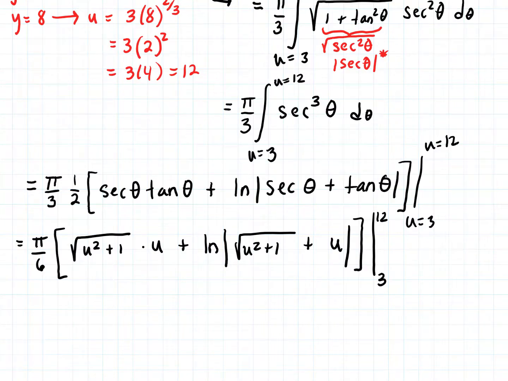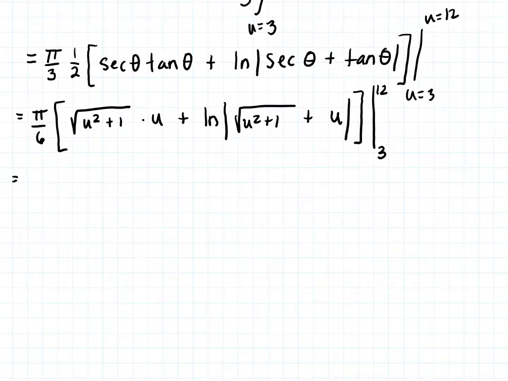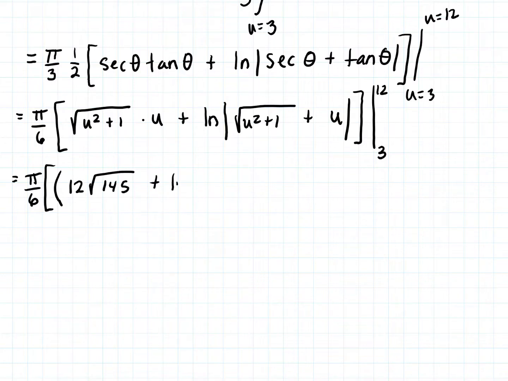Okay. All right, now we just have to plug those in. So this is pi over 6, and then when I plug in 12, I'm going to get 144 plus 1, so it's actually going to be 12 times, I'll move the u to the front, 12 times the square root of 145 plus the natural log of the absolute value of the square root of 145 plus 12. That's a positive quantity, so I don't actually need to take the absolute value. I can put that in parentheses.